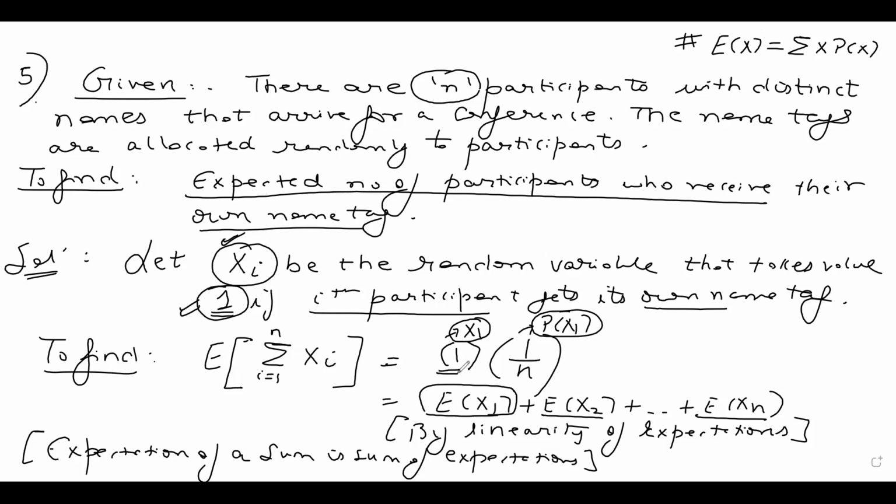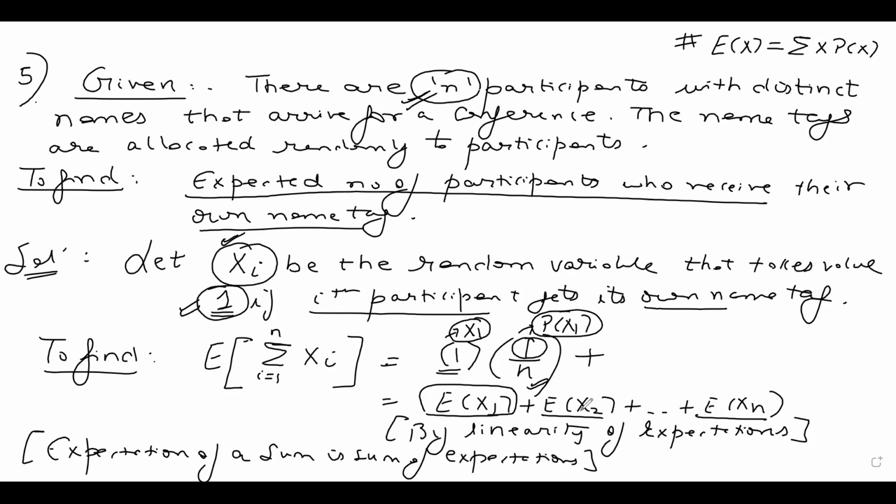What is the probability that I am receiving my own name tag? 1 upon n, because there are n participants. And for me to receive the correct name tag, the favorable outcome is only 1. There is only one way in which I can receive my own name tag, upon total number of ways n, because there are n participants.